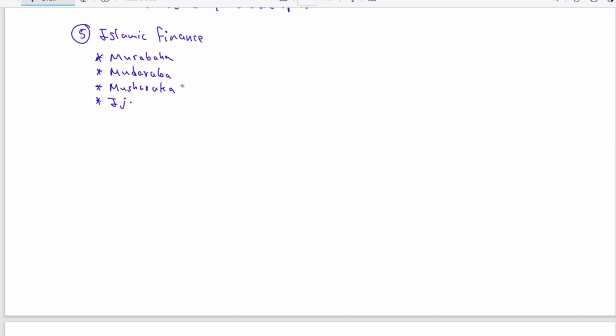Under part A, fifth area is Islamic finance. If you need money, another source of finance that you have is Islamic finance. Under that, you should know what is this murabaha and mudaraba and musharaka and ijara and sukuk.